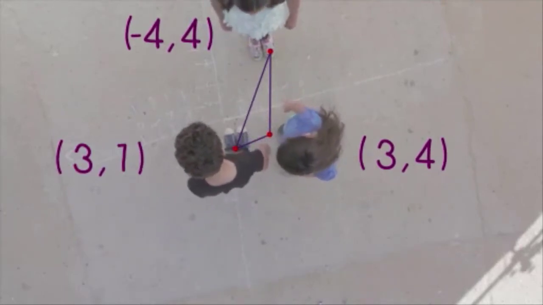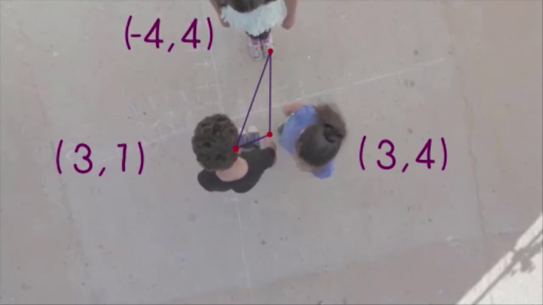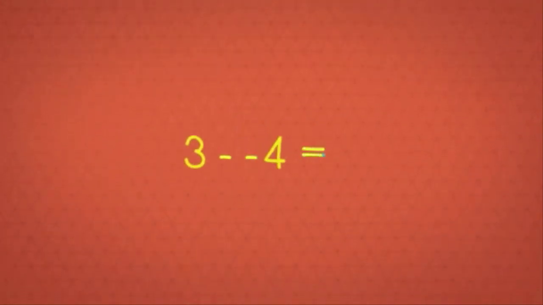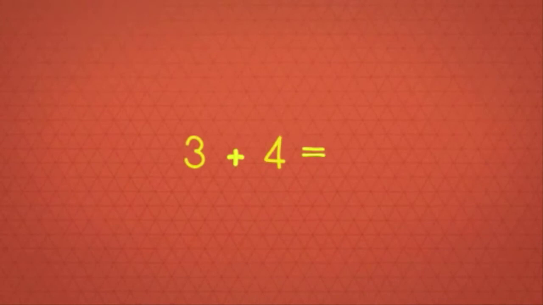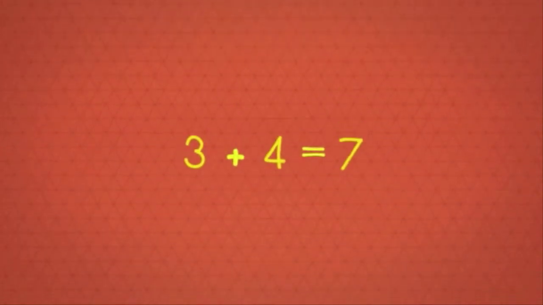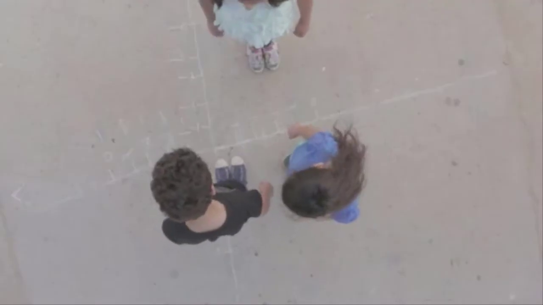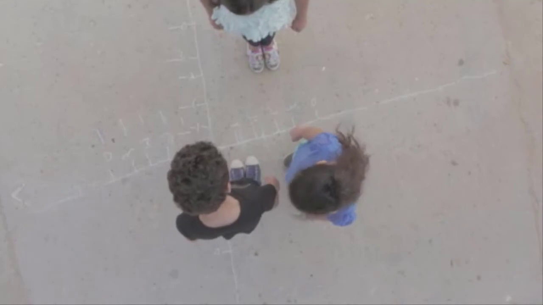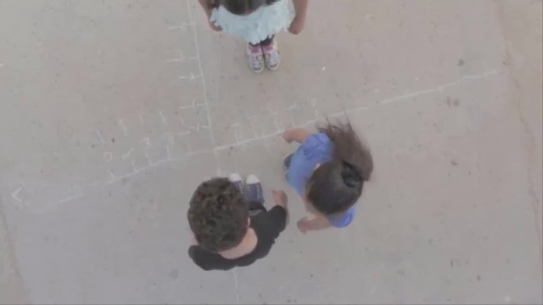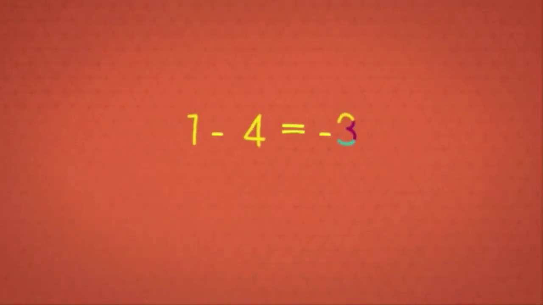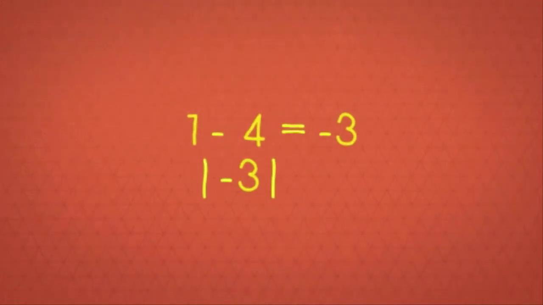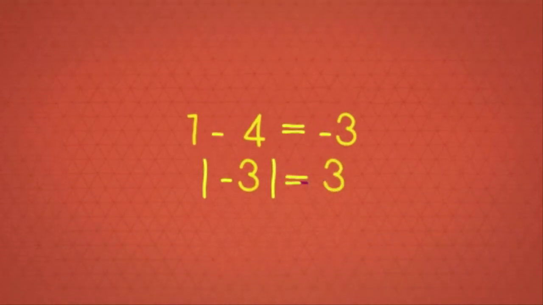Now, what's the distance between Layla and Reem? In this case, the calculation is 3 minus -4, which is the same as 3 plus 4. And that gives us 7 units. That's the distance between Layla and Reem. What about the distance between Amir and Layla? Again, they have the same x coordinates but different y coordinates. 1 minus 4 is -3. The absolute value gives us the distance between Layla and Amir, or segment AL, which equals 3.